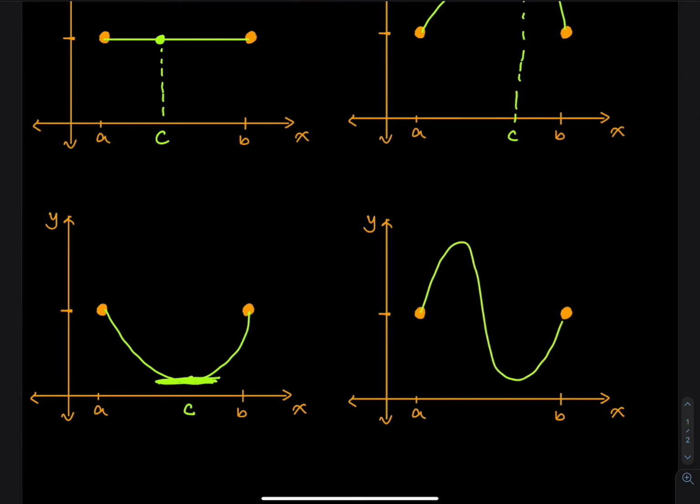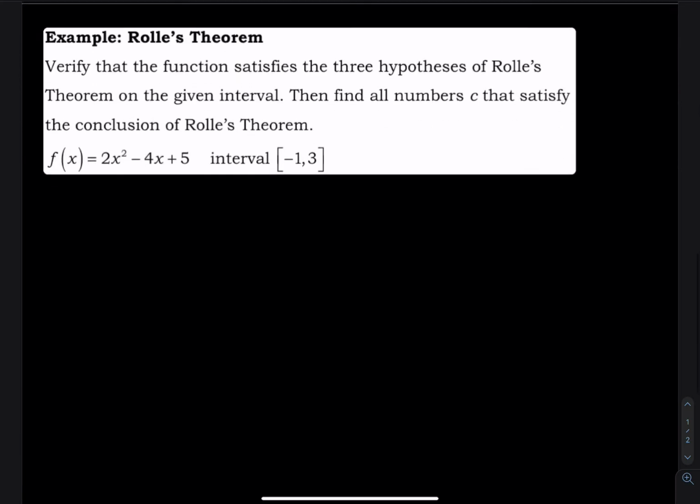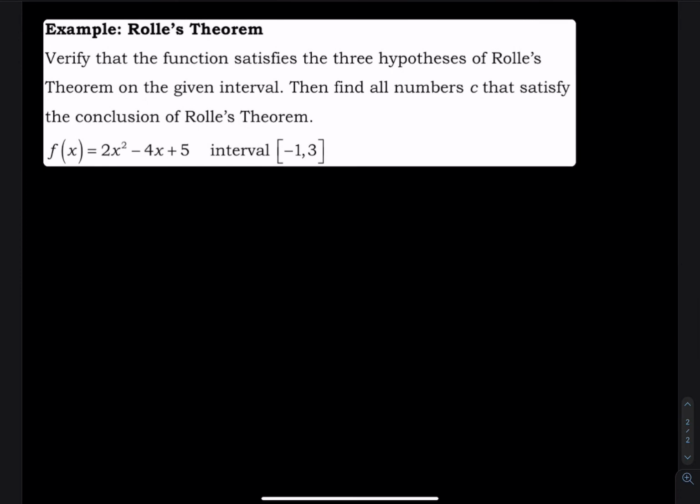So at this point c, right here, and this point c, we have f prime of c equals 0, and that c is between a and b. So that's how Rolle's theorem works. Let's solve a quick example. On the next page, I have a problem for you. Verify that the function satisfies the three hypotheses of Rolle's theorem on the given interval. Then find all numbers c that satisfy the conclusion of Rolle's theorem.